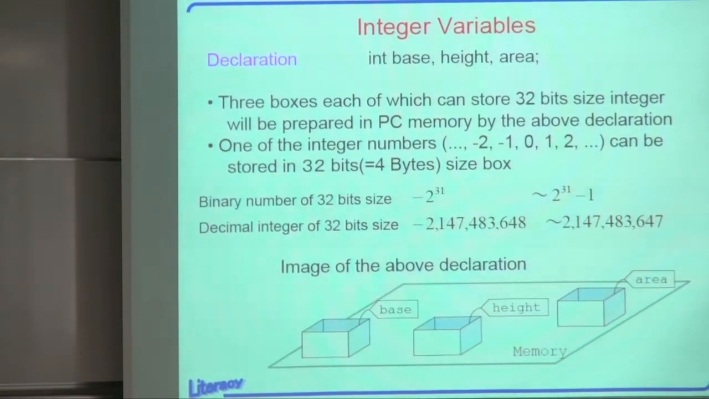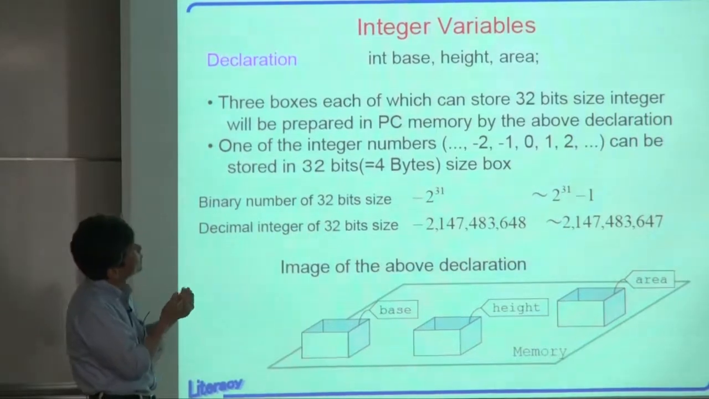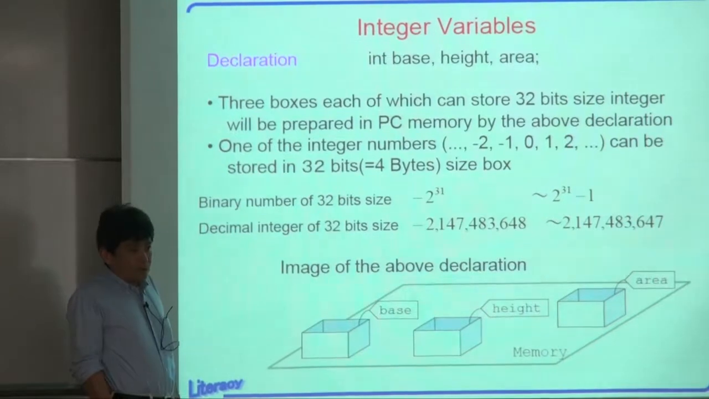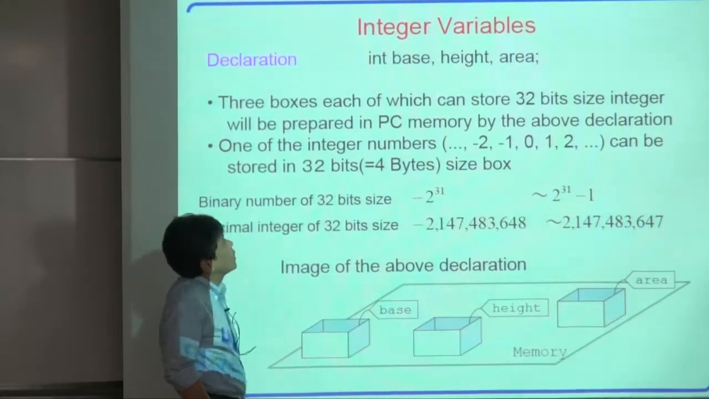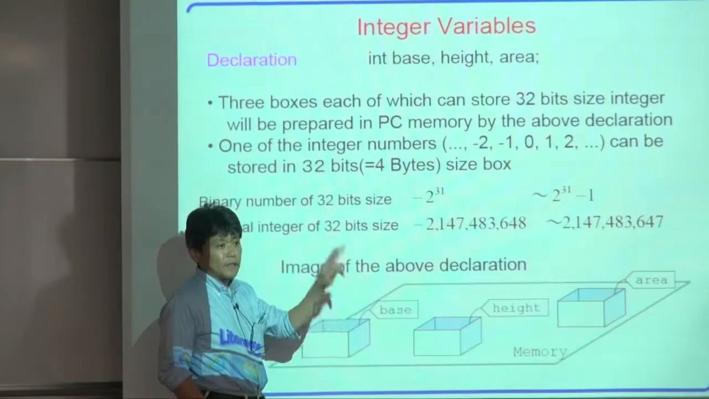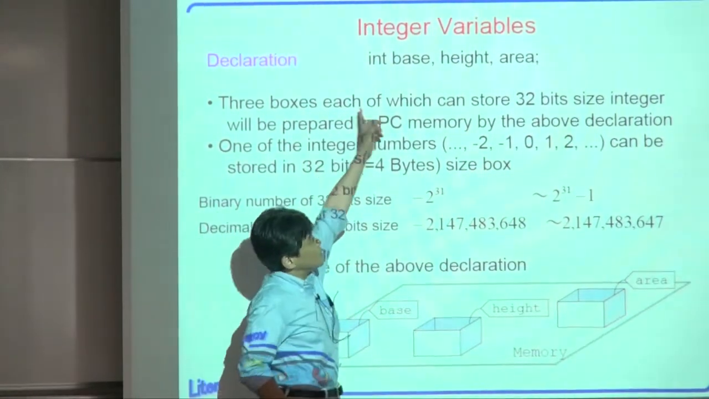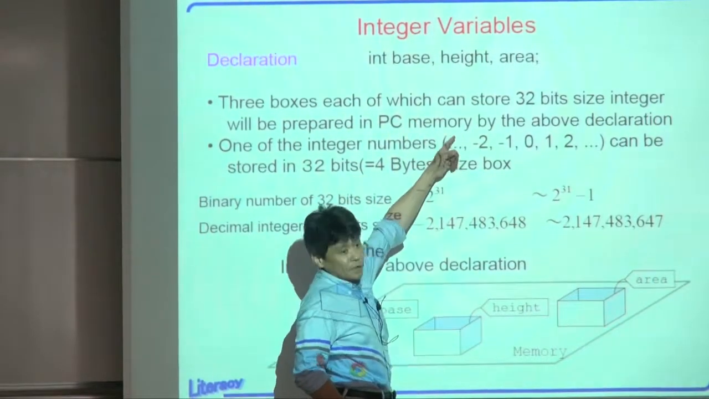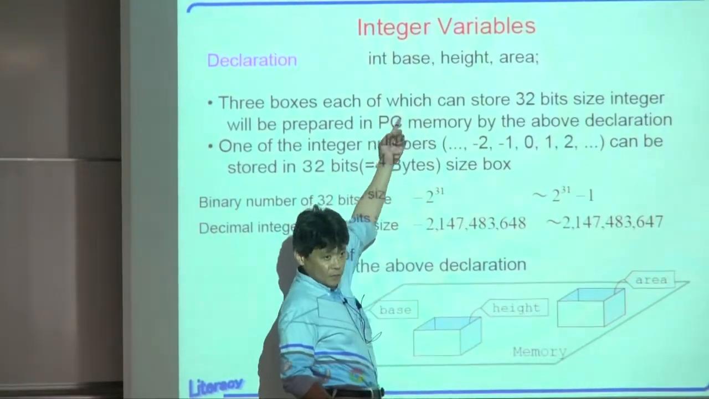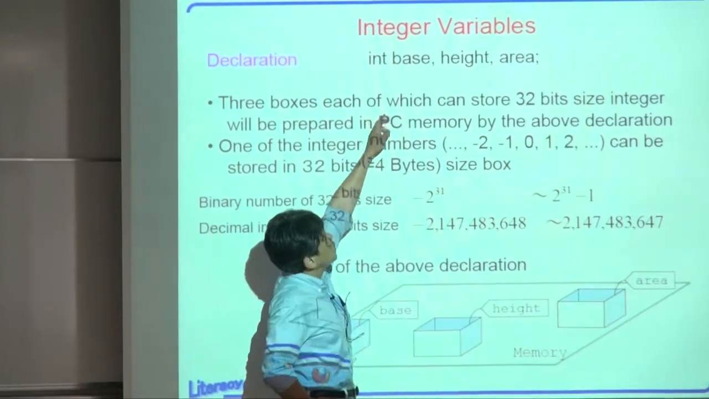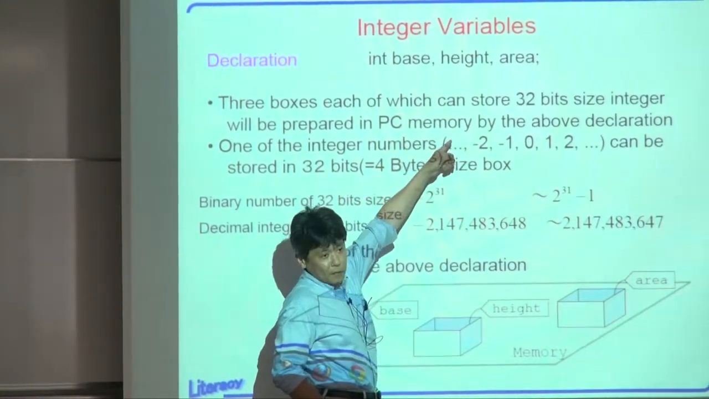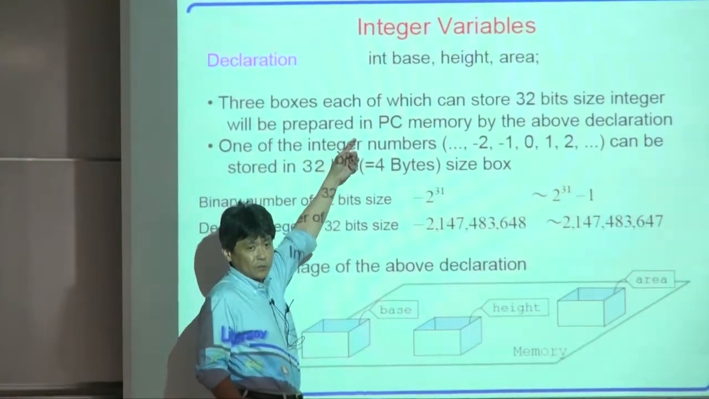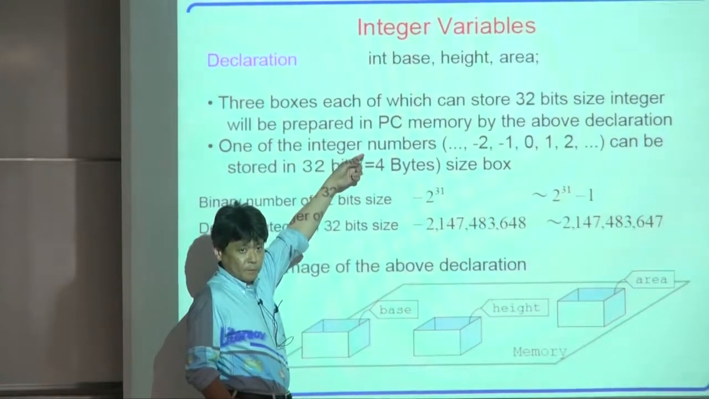So this case is an integer variable case. In the previous example of the triangles, you have to specify the two variables, base and height. Using this expression, you can define base variable, height variable, and area variable as integer numbers. Okay, int base, height, area; semicolon.